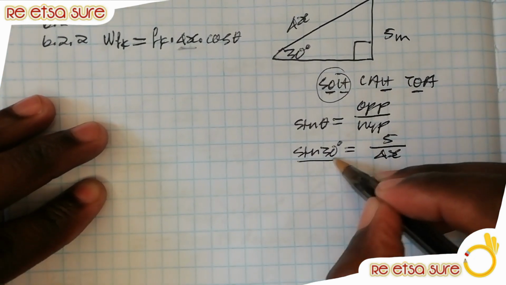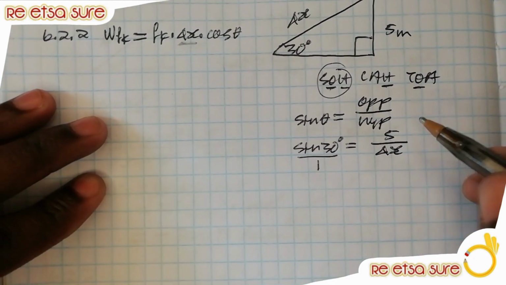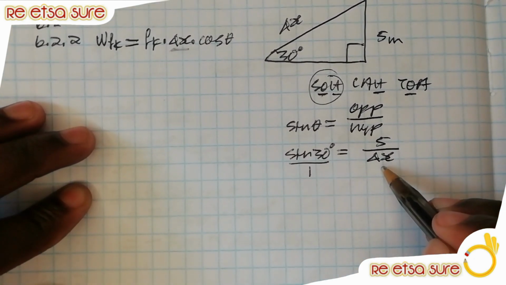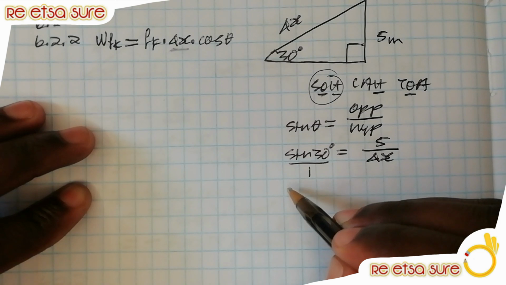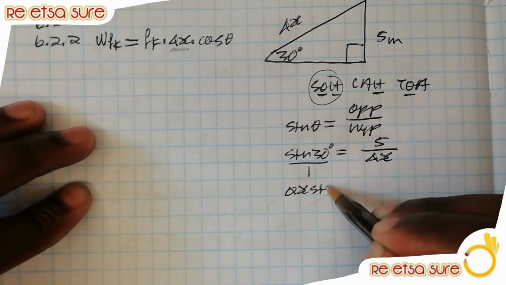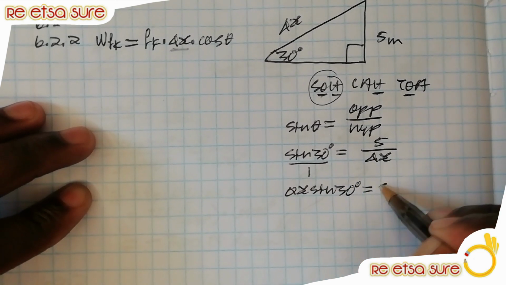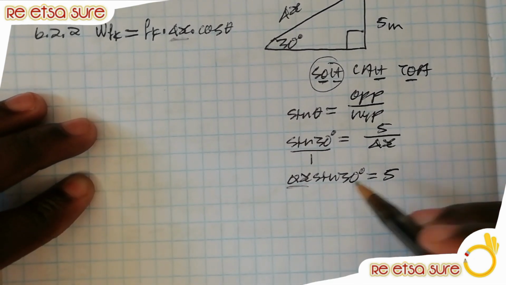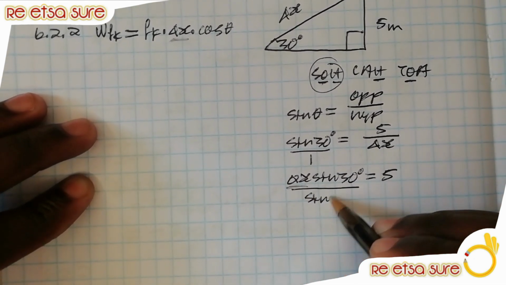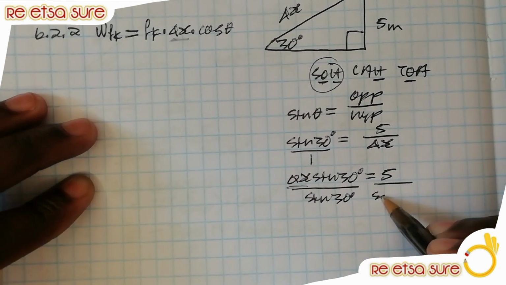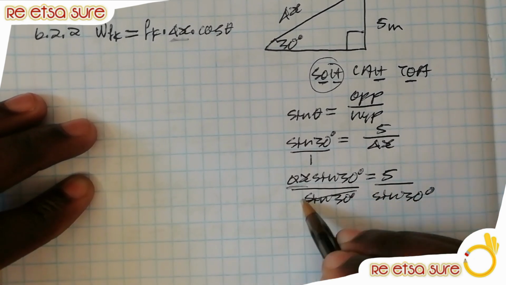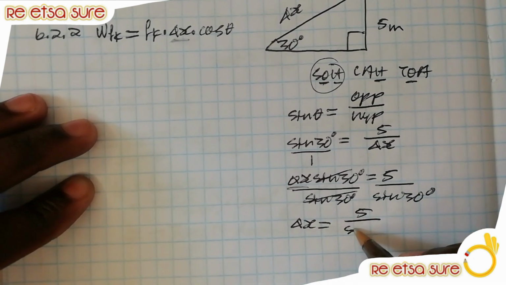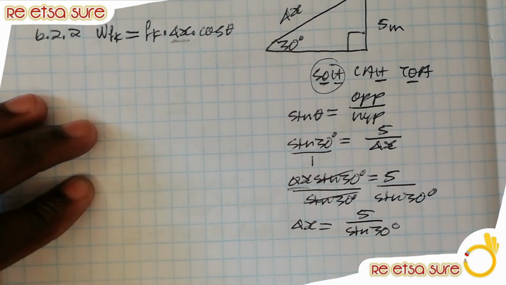Sine of 30 is divided by 1, so we're going to cross multiply. 5 is going to multiply with 1 and sine of 30 is going to multiply with delta x. We will have delta x times sine of 30 degrees is equal to 5. Now we want to make delta x the subject of the formula, so we're going to divide by sine of 30 on both sides. Our displacement is equal to 5 divided by sine of 30.